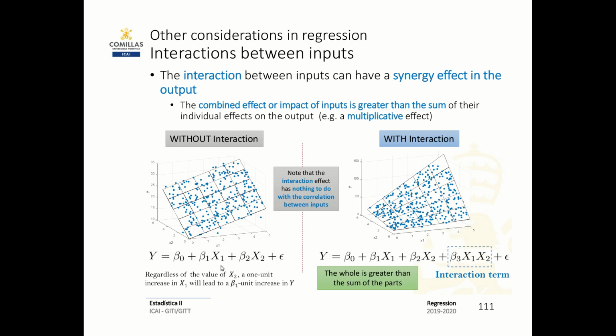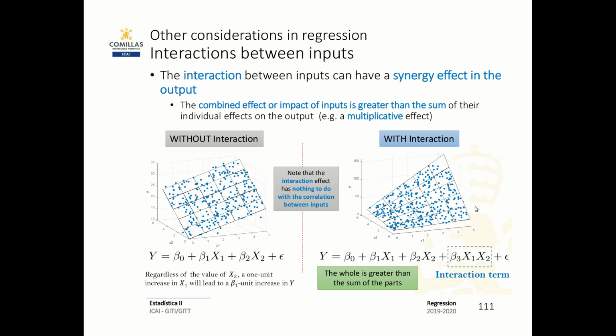So for instance, instead of having beta 1 x1 plus beta 2 x2, we can have those two terms plus beta 3 x1 times x2. This multiplication is what is called the interaction term. And the addition of this term allows going from hyperplanes, the ones that can be defined with just the plain variables without any interaction, to more complicated surfaces.